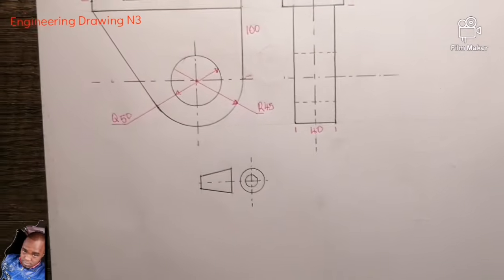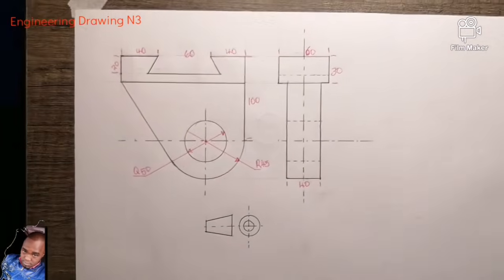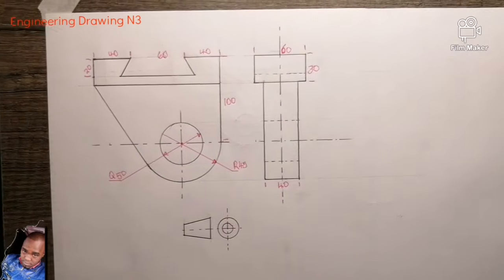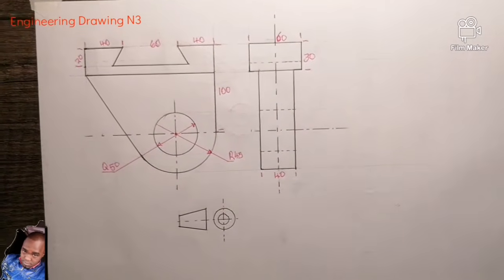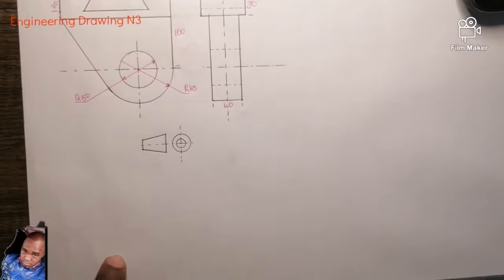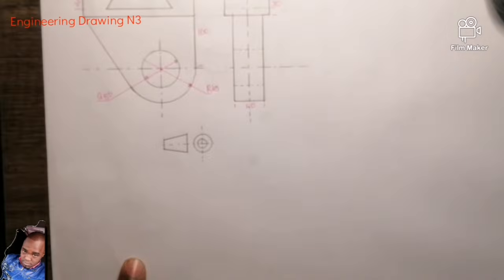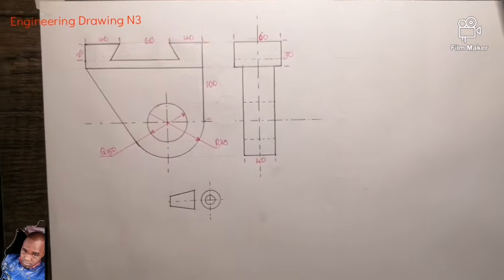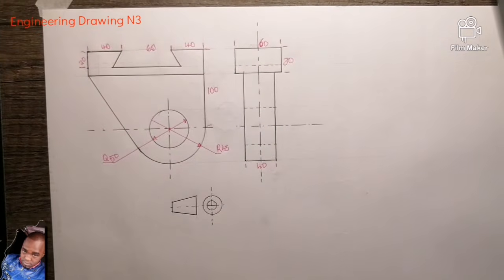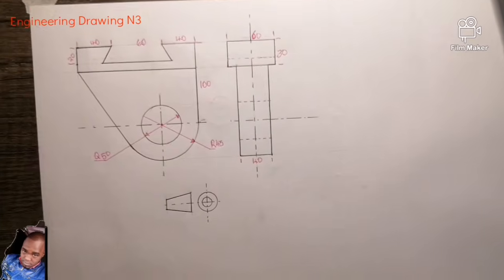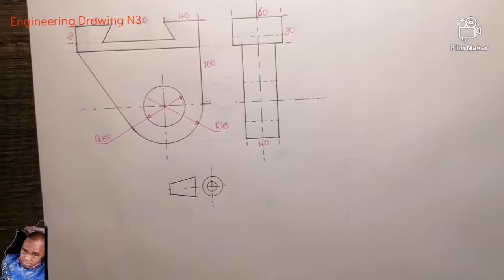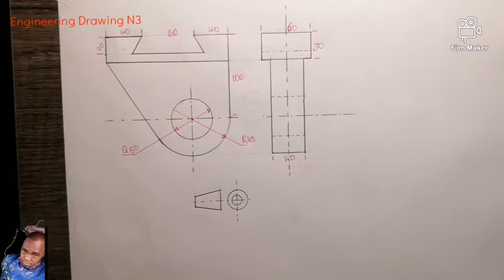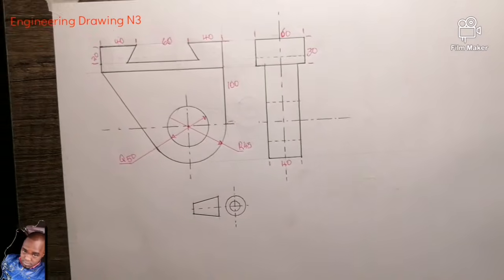So the question asks us to draw this in isometric, N3. The very first thing that you have to do in isometric N3 is construct a suitable isometric scale. Remember, we've got various different types of scale in engineering drawing. We've got a scale of 1:1, which is the nominal scale.